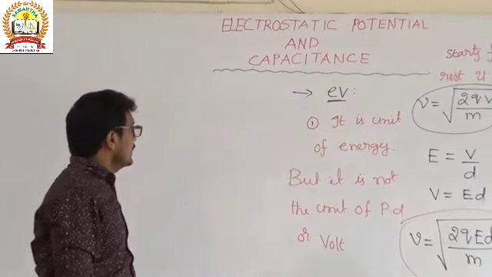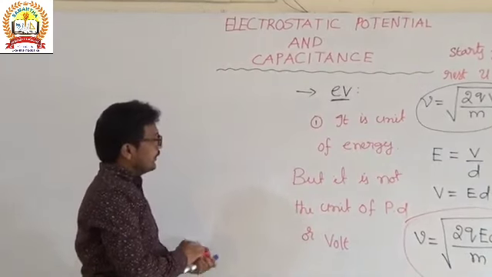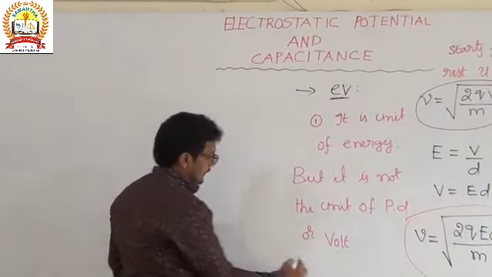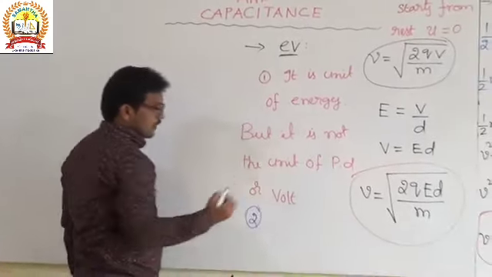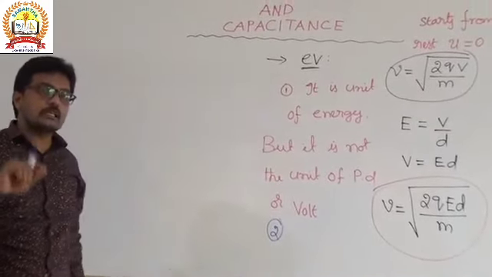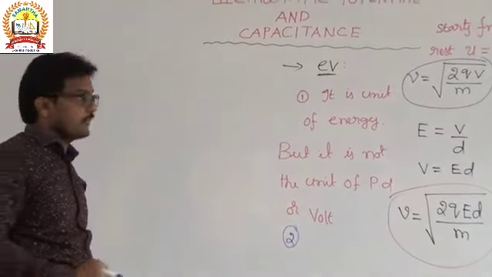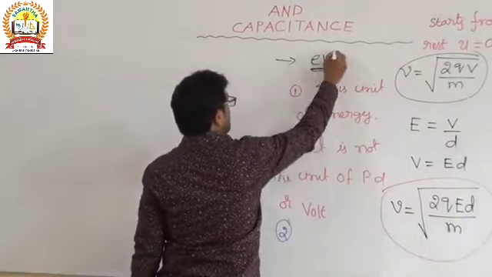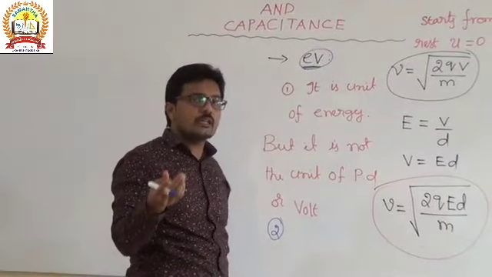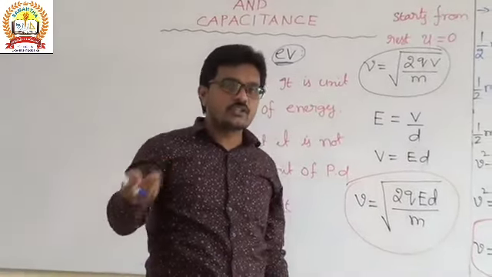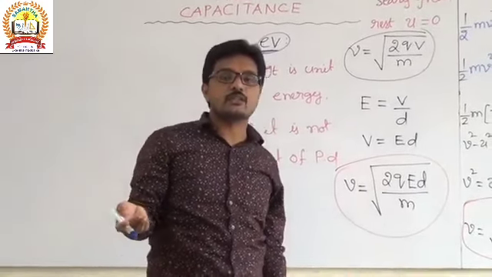And the second important point is that electron volt is not the standard SI unit of energy, because joule we can use to measure energy, but it is a large unit of energy.